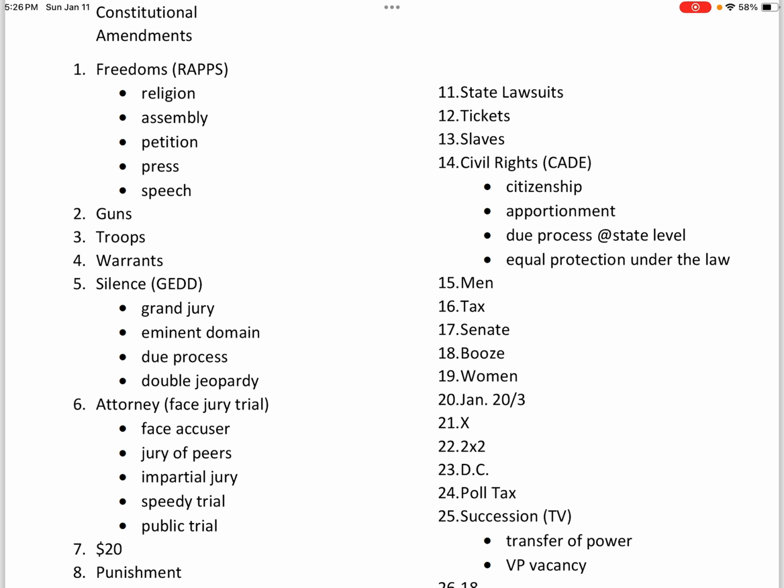Number 12 is a very important amendment. It came after the election of 1800. We call the election of 1800 the Revolution of 1800. And this was the election between Thomas Jefferson and Aaron Burr. It ended in a tie.